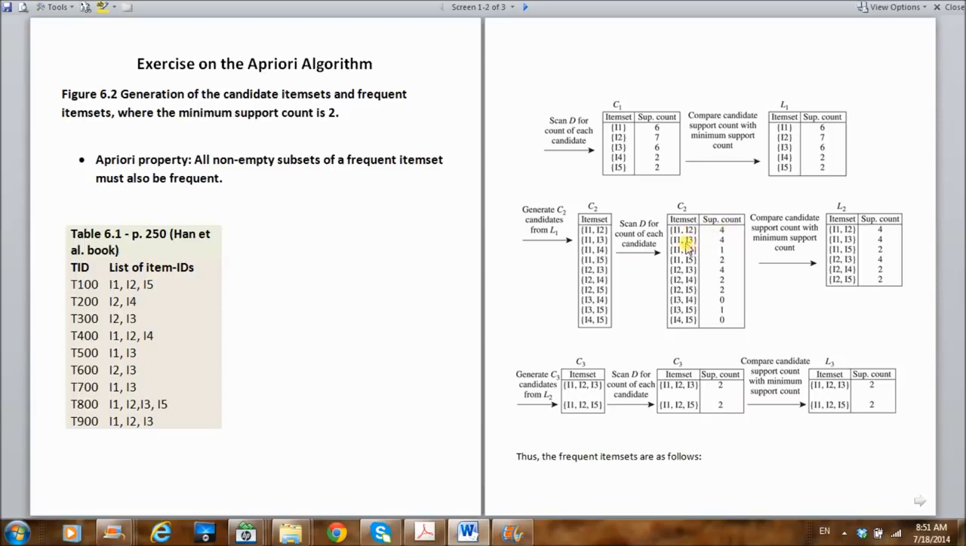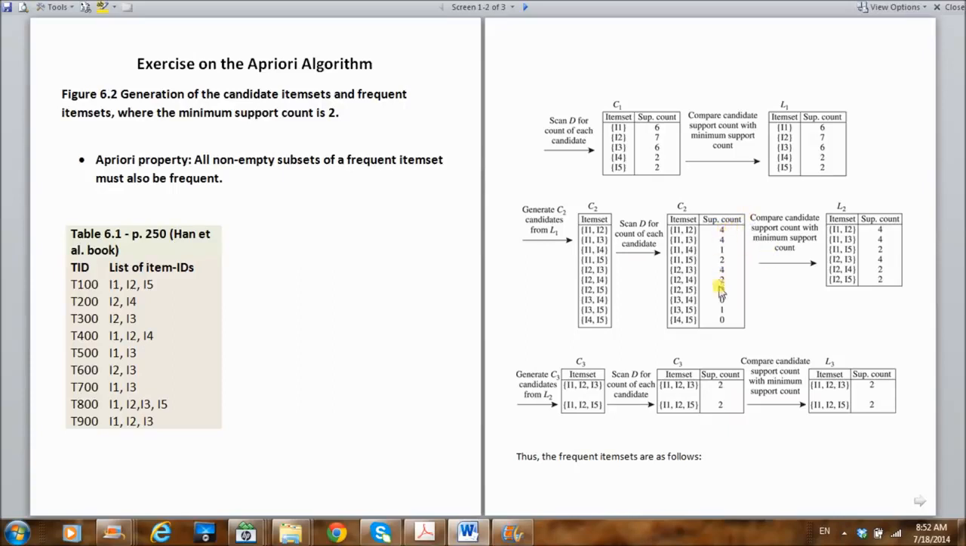How about 1, 3? Here 1, 3, 1, 3, 1, 3, 1, 3, so 4 times. And how about 1, 4? 1, 4 appears in T400. I guess that's it. Okay, how about 1, 5? 1, 5 appears in T100 and 1, 5 in T800. So it happened twice. So 2. And so on.